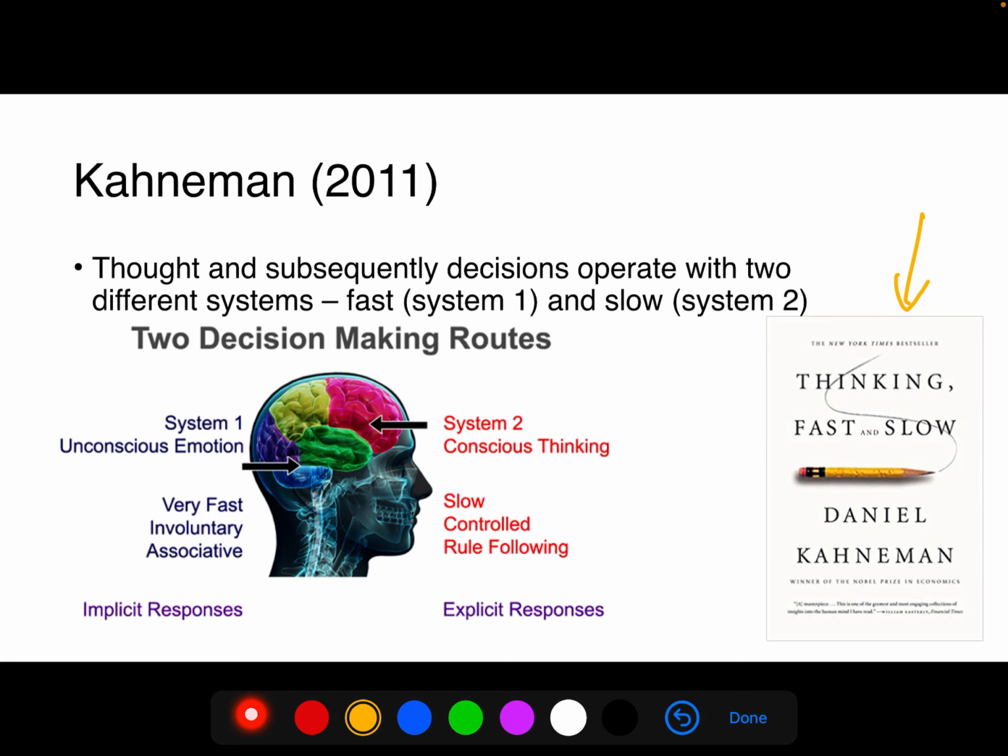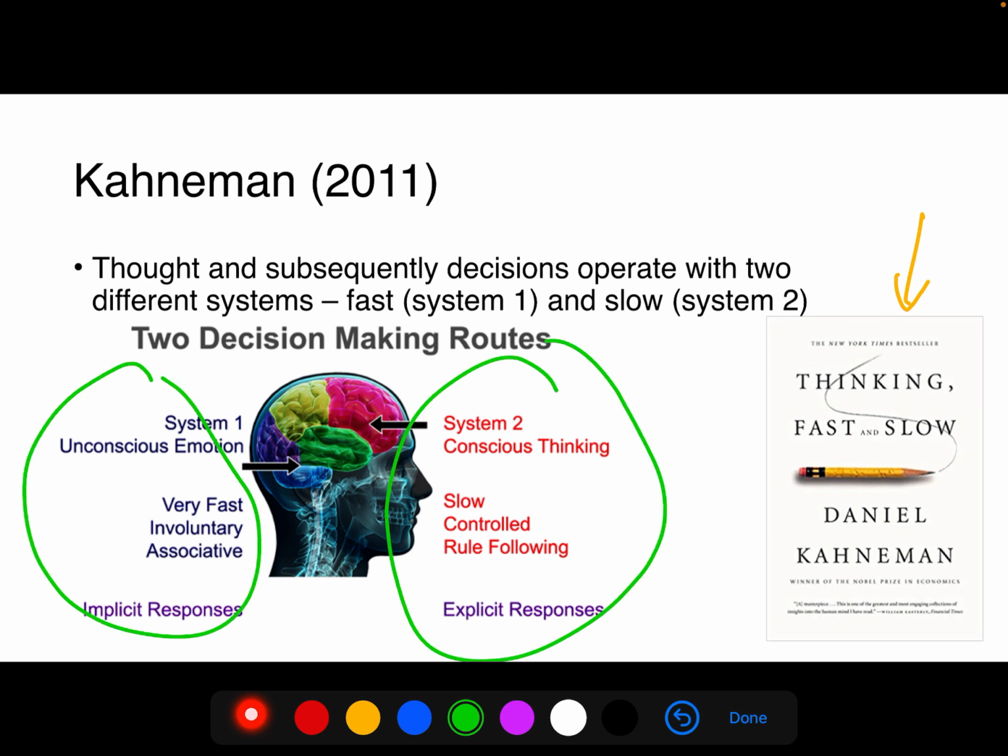It's interesting. So, thought and decisions operate within two different systems. This is their idea. System one, which is fast, system two, which is slow. And these are kind of some characteristics of those decisions. And we can all kind of think about this, right? You might have an immediate response to shut a car door, for instance, if your finger happens to be in there, but you weren't aware. That's probably a system one thing.